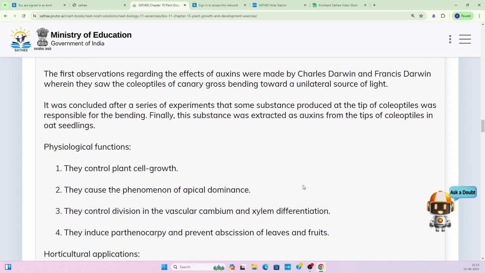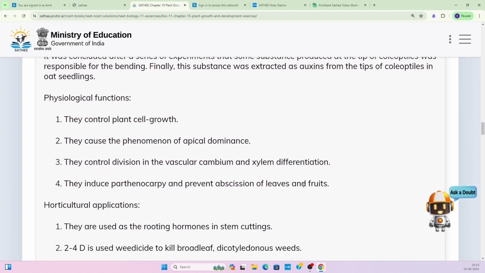So what are the physiological functions? They control the plant cell growth. Okay, so this auxin controls the plant cell growth. They cause the phenomenon of apical dominance. Okay, so they show the dominance at the apex. So the phenomenon of apical dominance is shown by this auxin hormone.